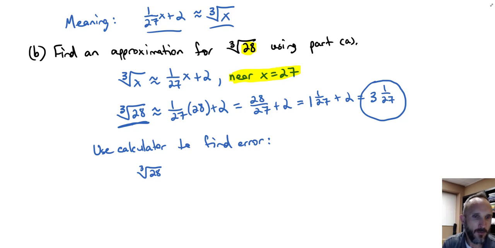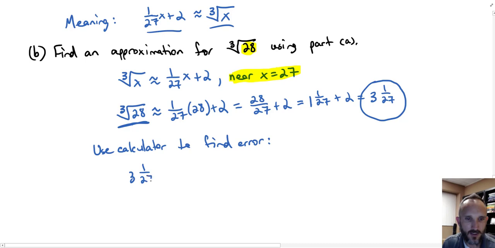Actually, let's take our approximate value first. So 3 and 1/27. I could subtract the cube root of 28. The reason I went in that order is because if I have an over approximation, I want this to be a positive number. So I'm going to take my approximation minus the real value and see what the calculator gives me here.